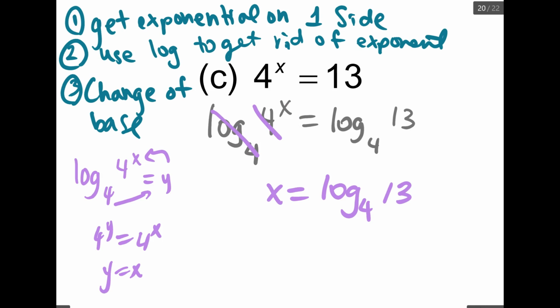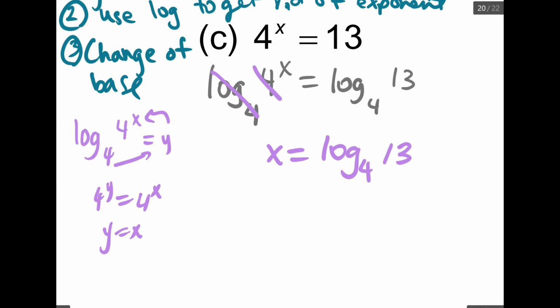And now I'm going to use change of base so I can actually solve for x, because a lot of graphing calculators do not have the ability to do a log with a base other than e or 10. So we can do change of base. It's a good little review. So x is going to equal the common log of 13 over the log of my old base, which was 4. So this is roughly 1.85.